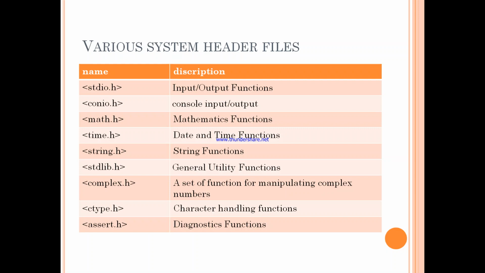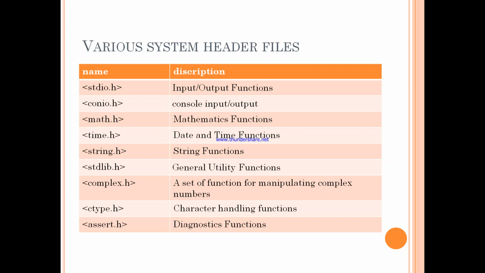Here are various system header files. These system files work for some particular task. stdio.h is the header file that contains input-output functions. conio.h contains console input-output functions. math.h contains mathematical functions. time.h contains date and time functions. string.h is a header file that contains string functions.